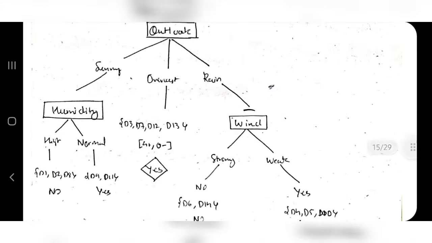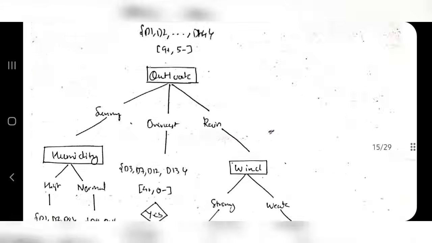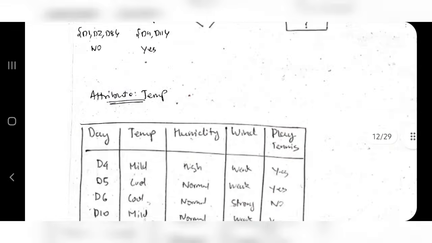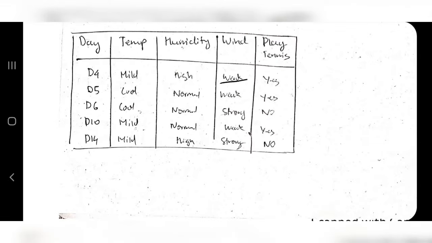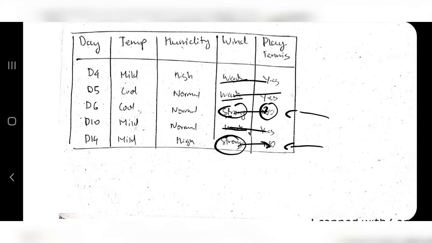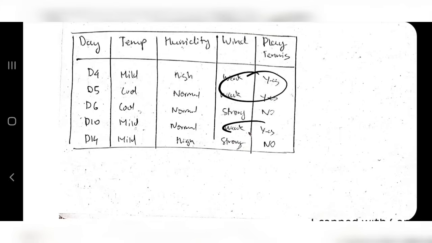Then we'll see how many values wind has. It has strong and weak values, so let's have a look at strong and weak. We'll mark where it is weak, weak, weak, and strong is here; I'll be circling it. Whenever there is weak, there is yes, yes, yes, and whenever strong is there, there is no, no. So if it is weak, he will play tennis. If the wind is strong, the person will not play tennis for sure, because there is no example in which strong has yes or weak has no. Both are not occurring. Wherever weak is there, there is yes. Wherever strong is there, there is no.